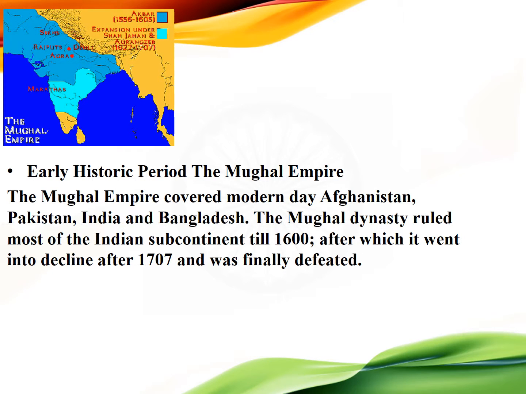The third one is called the Mughal Empire. The Mughal Empire covered modern-day Afghanistan, Pakistan, India, and Bangladesh. The Mughal dynasty ruled most of the Indian subcontinent till 1600, after which it went into decline after 1707 and was finally defeated.